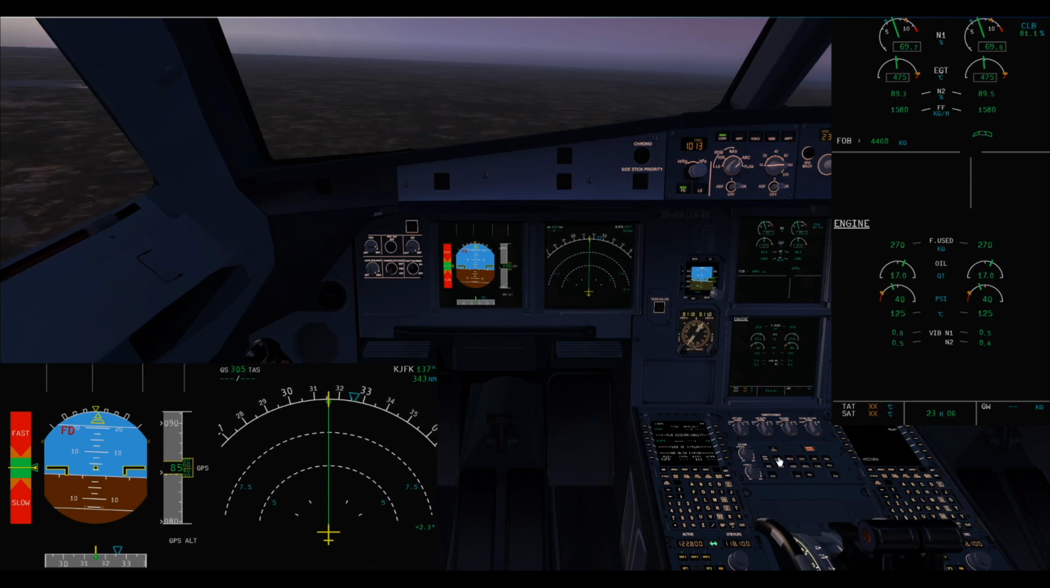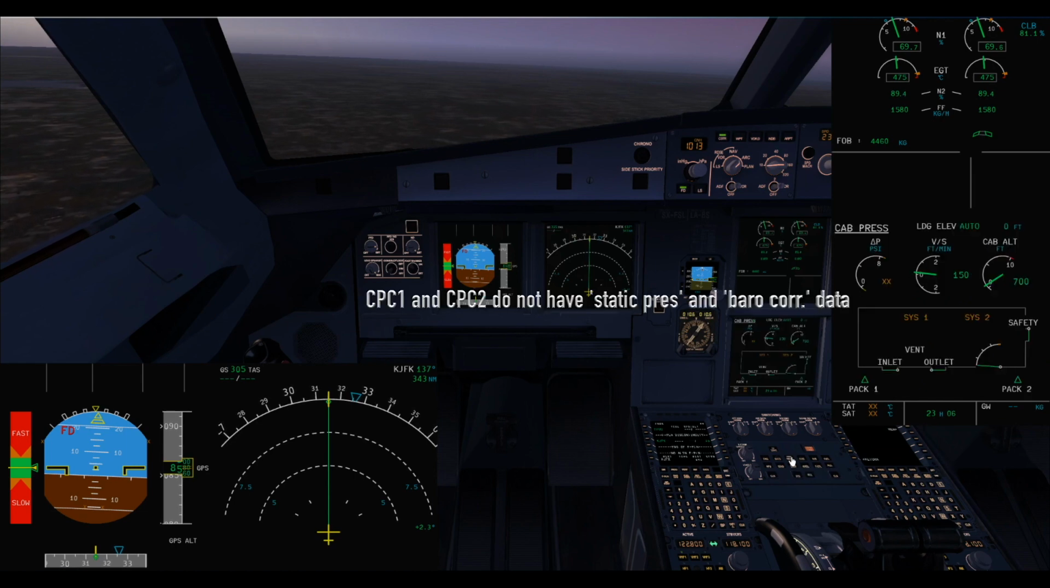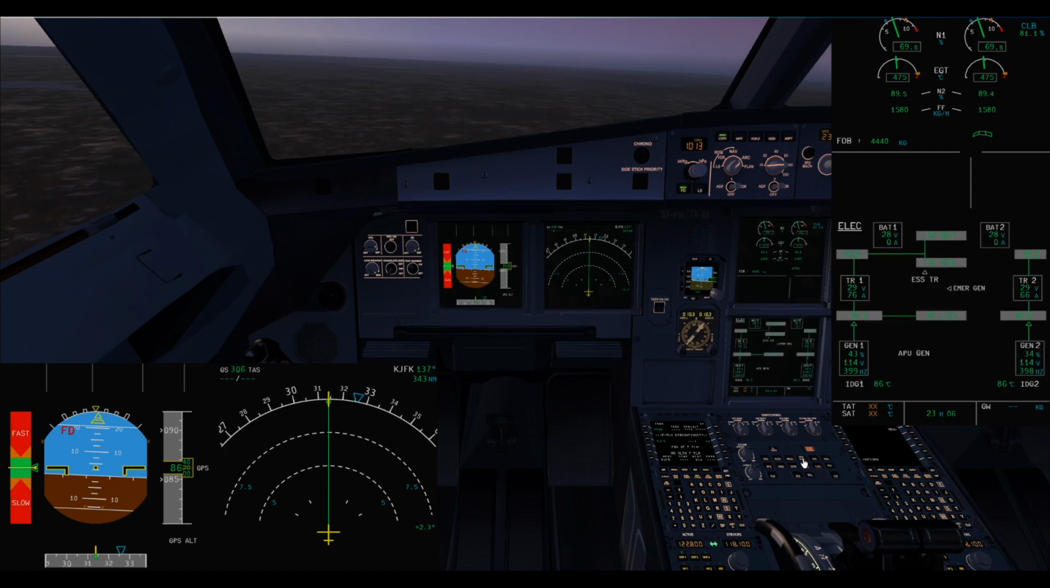The engine page and the bleed page have no difference. As we have discussed, these computers are not able to calculate the related information because the aircraft does not have any ADR to do that. Other system pages have no differences from normal.